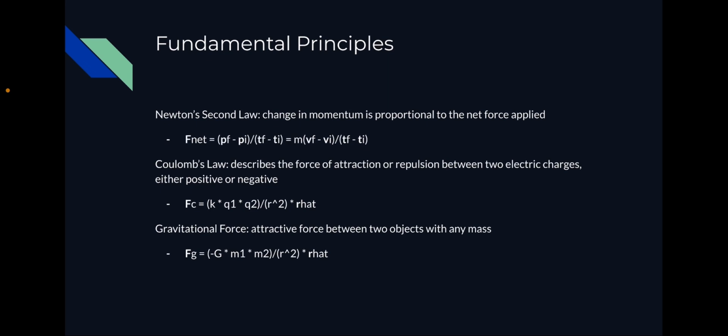And then the gravitational force is the attractive force between 2 objects with any mass, which would be the force of gravity equals negative G times m1 times m2 divided by r squared times r hat. However, for smaller objects on Earth, that would just be F equals mg.